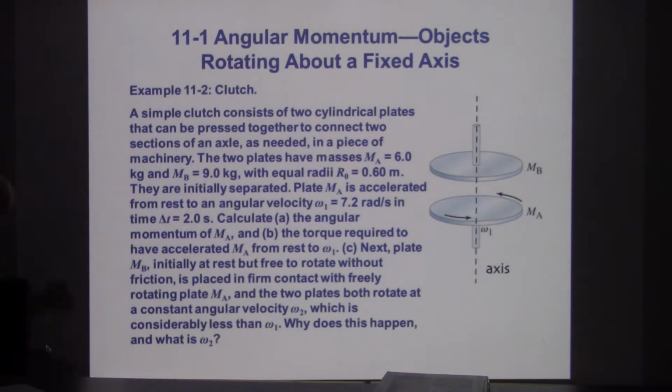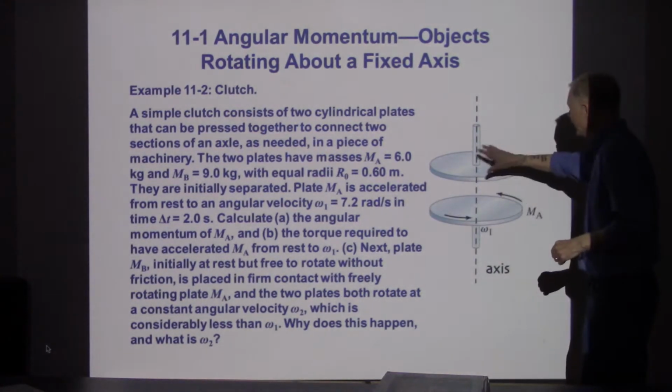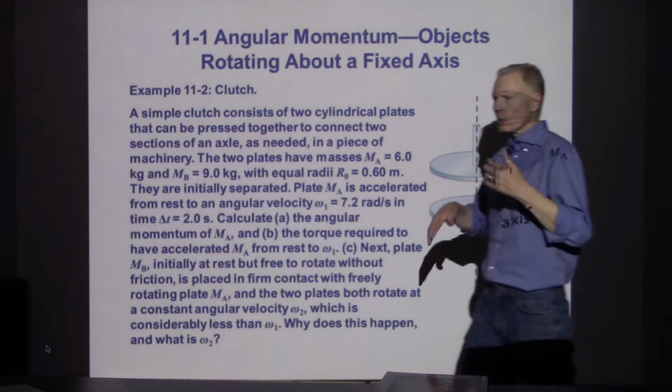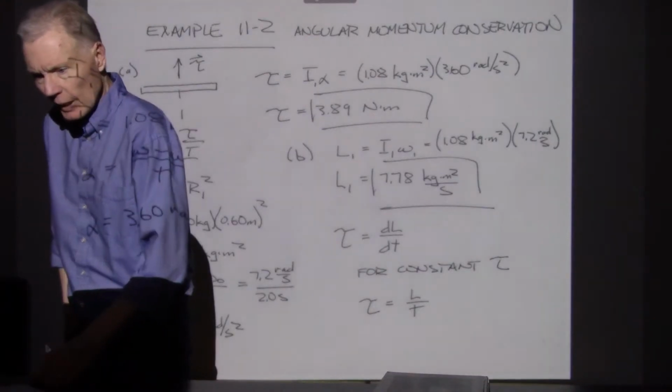And what we can do is say the angular momentum before equals the angular momentum after. And so for that to be true, the plates would have to be isolated from whatever brought them up to speed in the first place. So let's take a look and see what we've got.